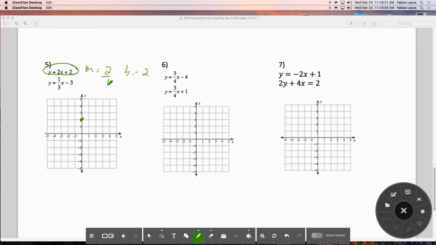I'm going to use my slope, which is 2 over 1, up 2 over 1, which is there. Now, just to make sure that I draw it as accurately as possible, I'm going to follow the same pattern going down. Well, that's my first equation. Let's go ahead and do the other one.